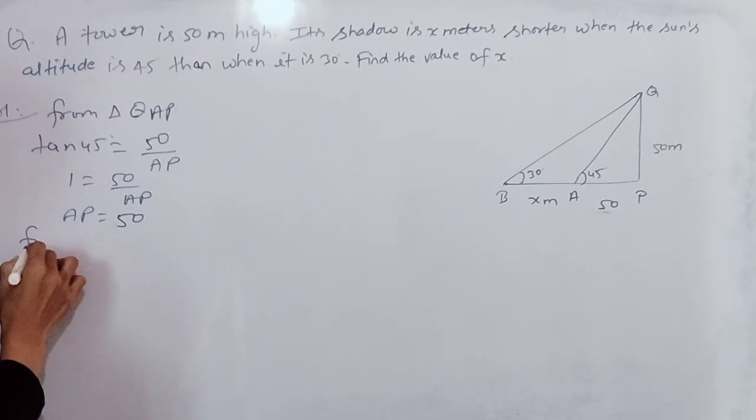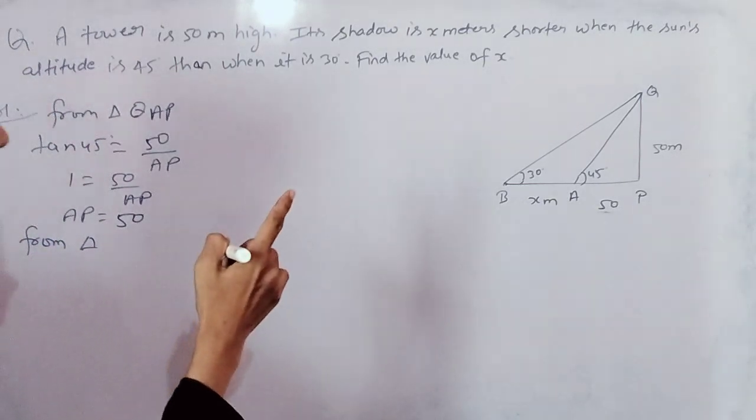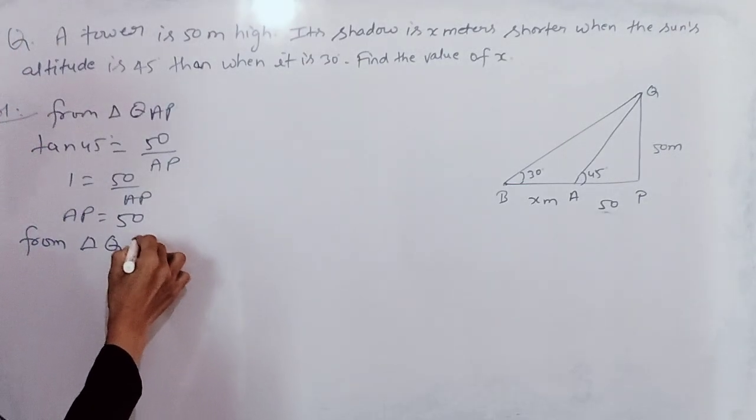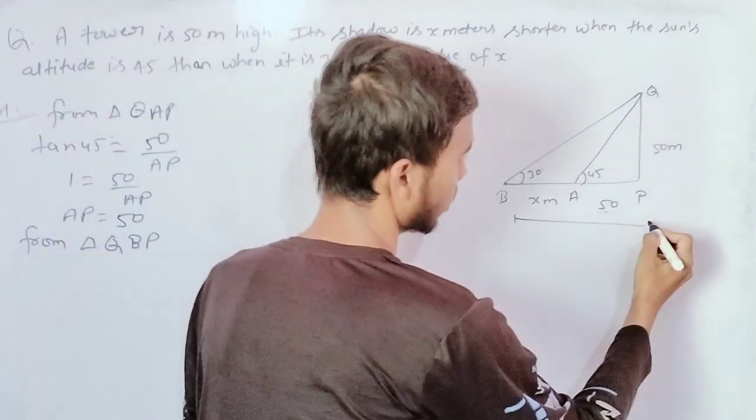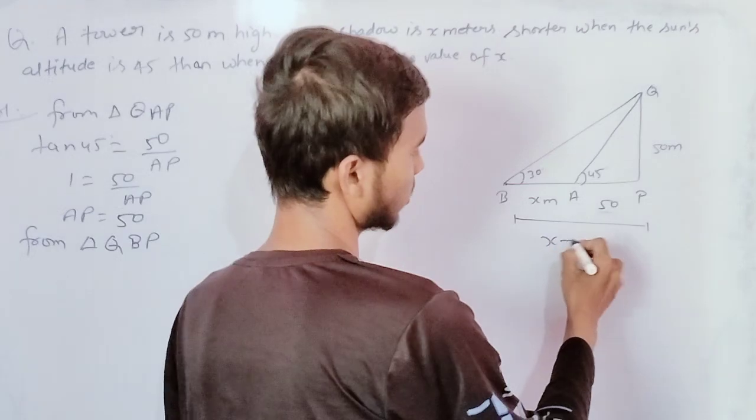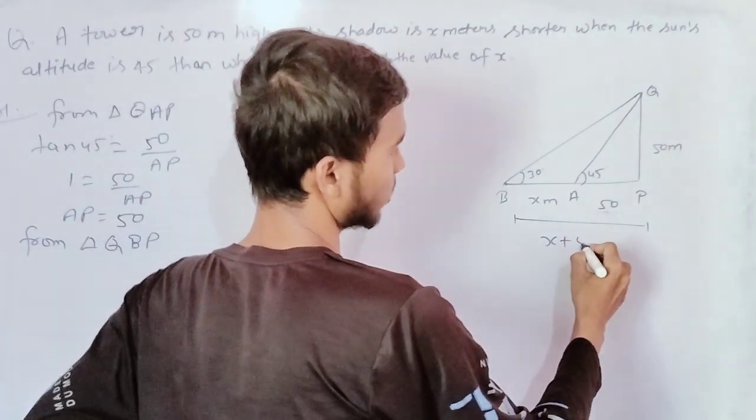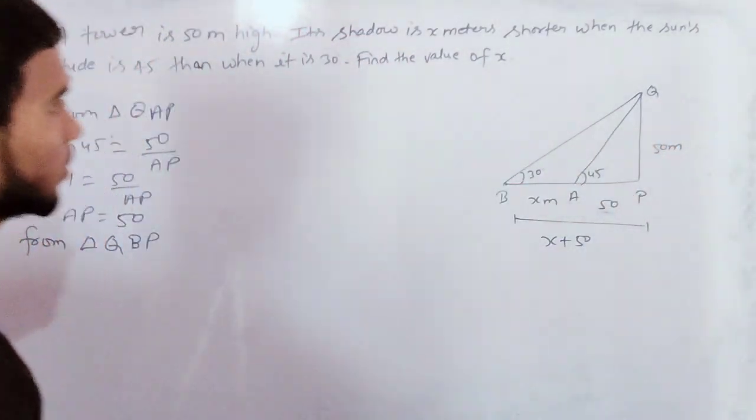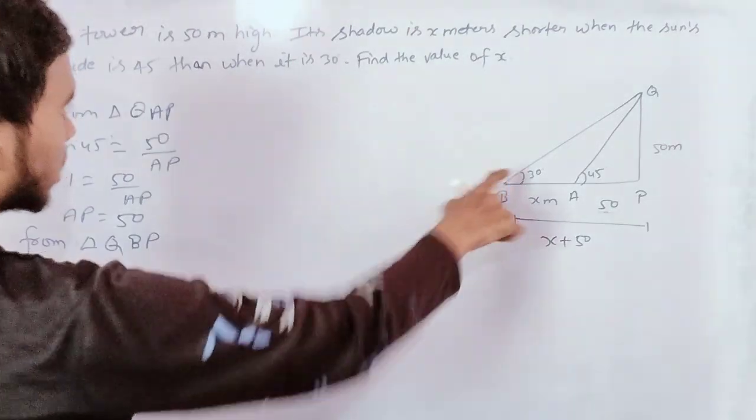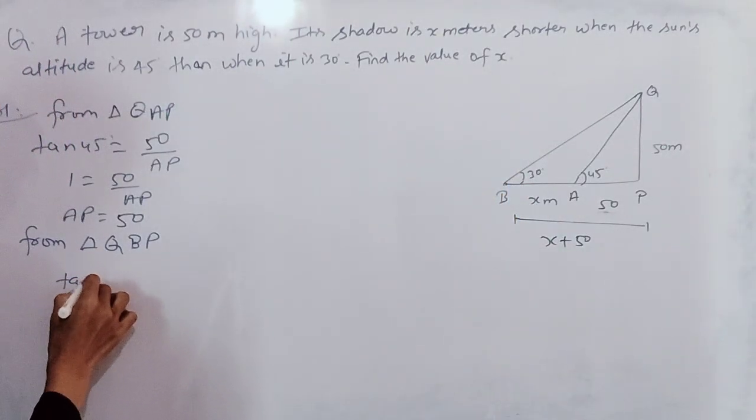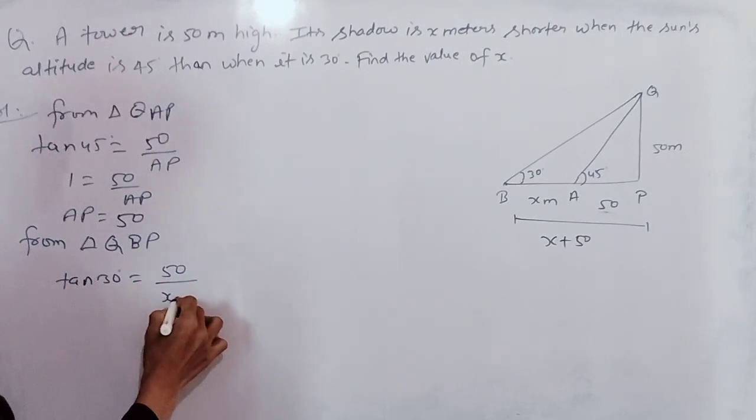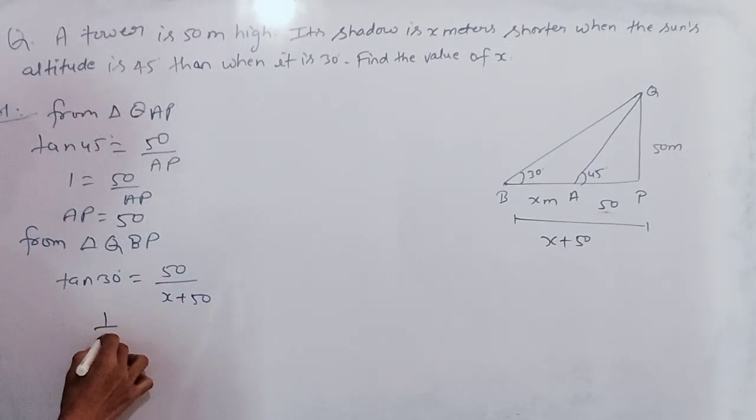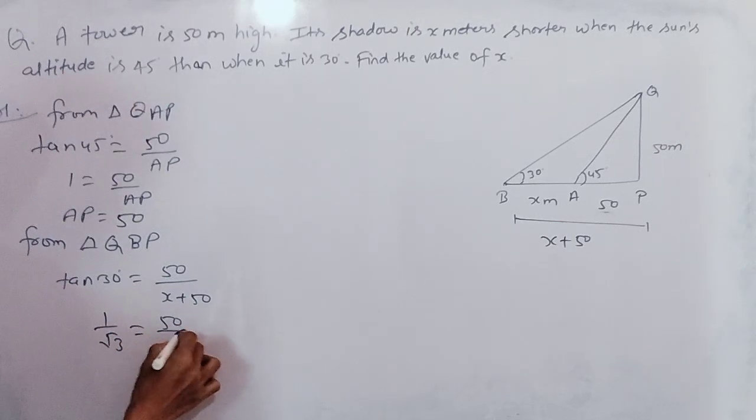Now from triangle QBP. From here till here, this is the base, whose measure is x plus 50. This is the perpendicular, which is 50. Now according to this data, tan 30 equals 50 upon x plus 50, and tan 30 is 1 upon root 3. Am I correct?